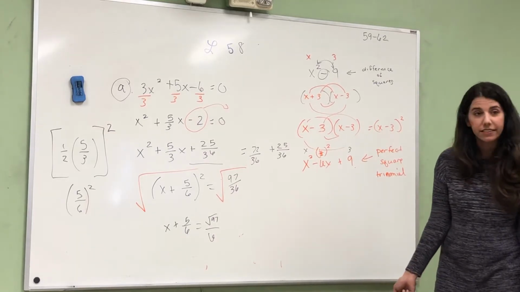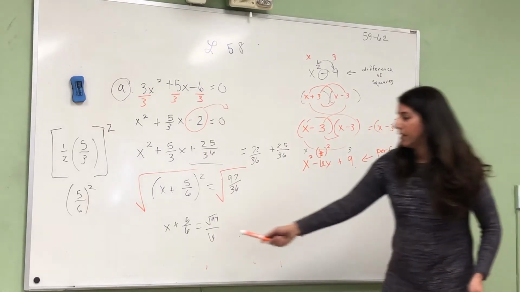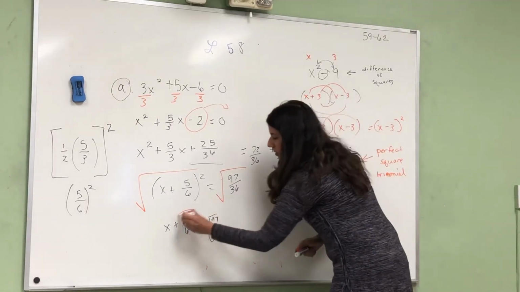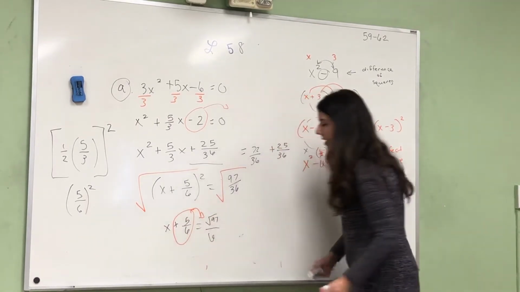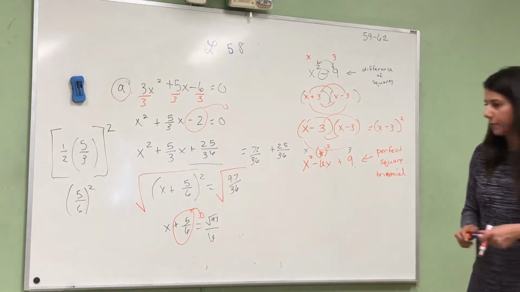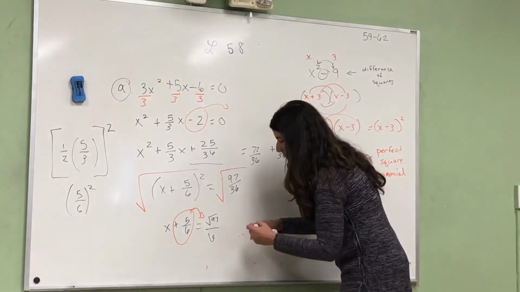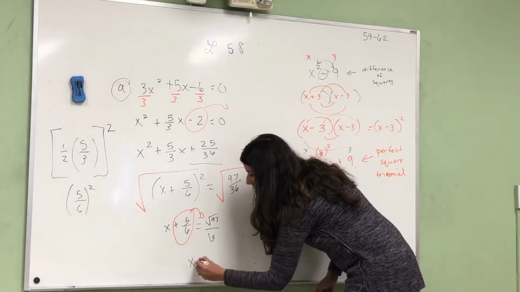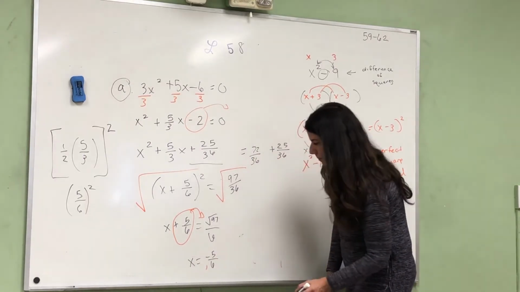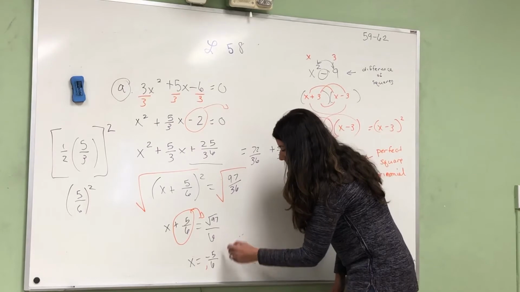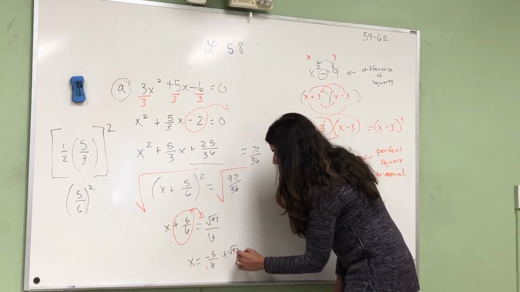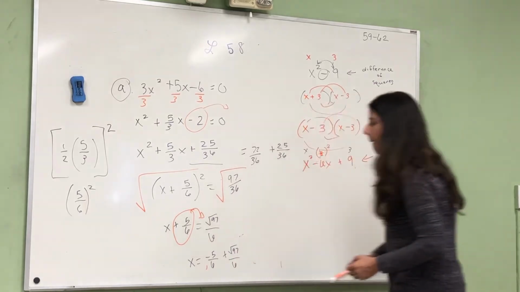Are we done? No. Why? Because x is not by itself. So to get x by itself, we're going to move that right in front, because that's just what we do. And what happens when we move it over? It becomes negative 5/6 plus root 97 over 6.